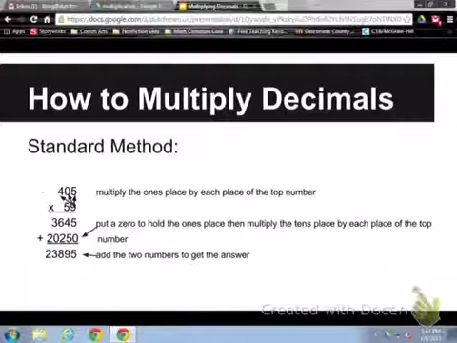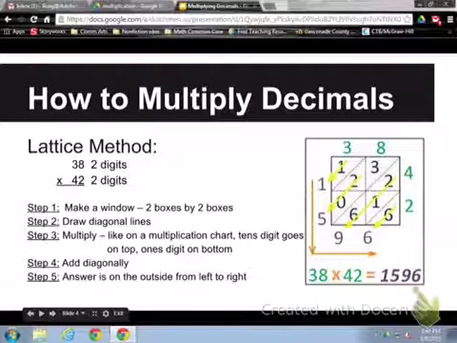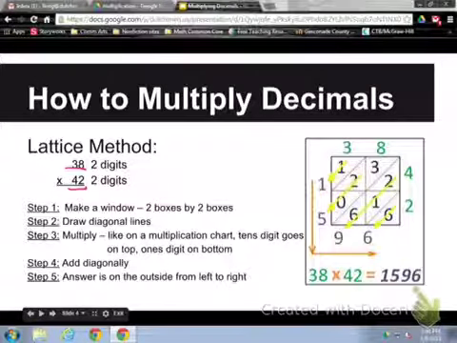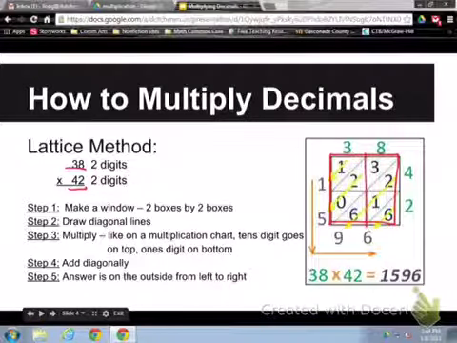The next method is called the lattice method. In the lattice method, if we look at our problem, we have 38 and 42. There are 2 digits in each one of those numbers. So step 1 would be to make a window that is 2 boxes by 2 boxes. So 2 boxes down and 2 boxes across would give us our window.